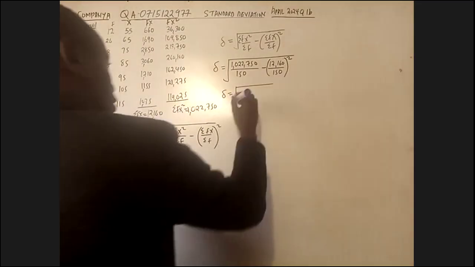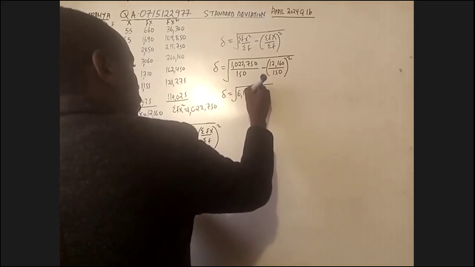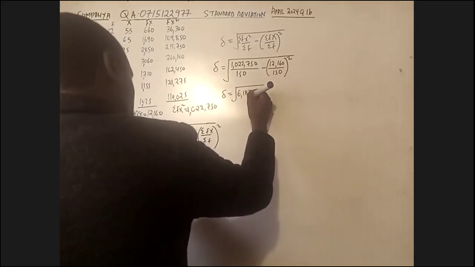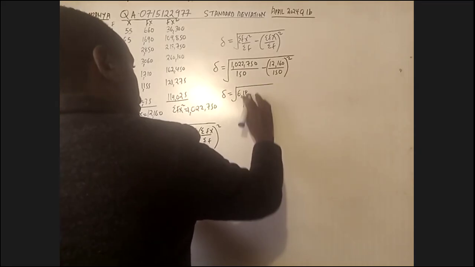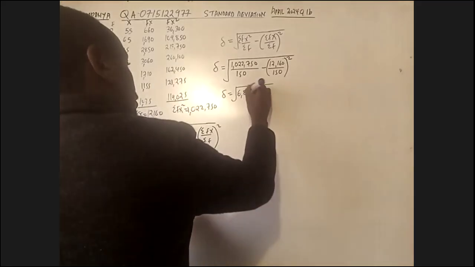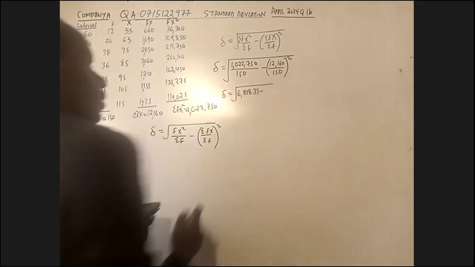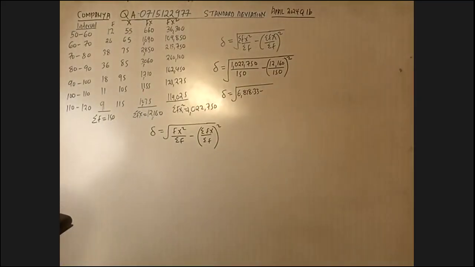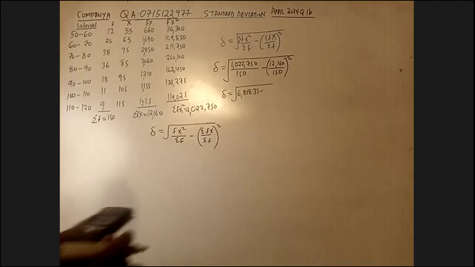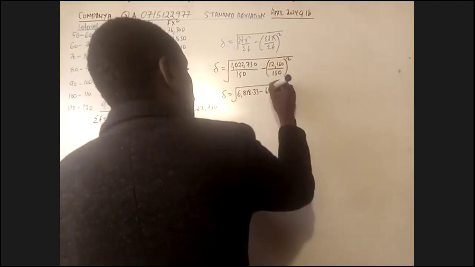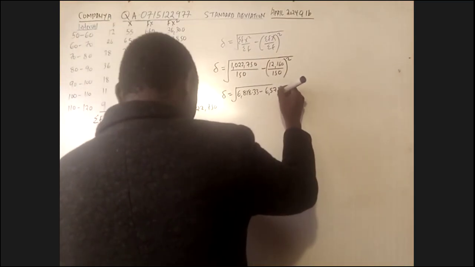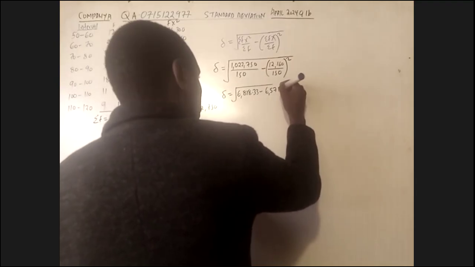That one is 6,818.33 minus 12,160 over 150, squared, which is 6,571.80.